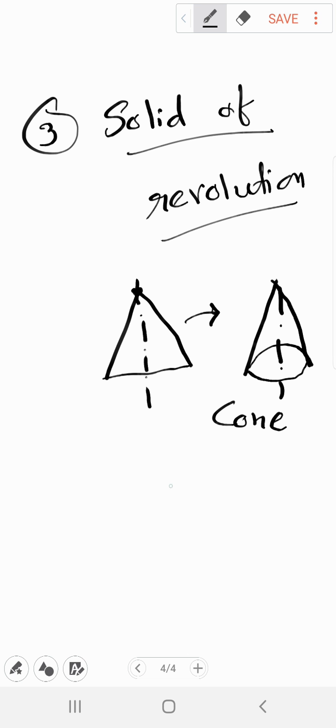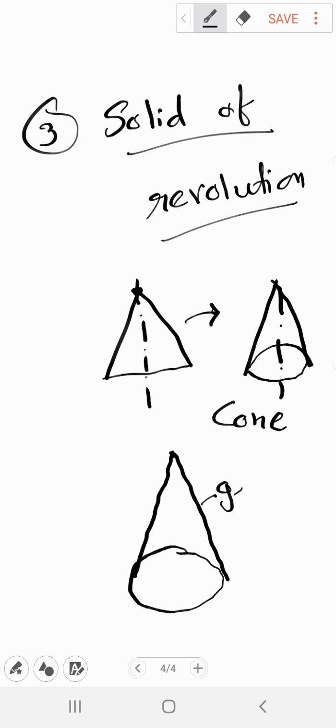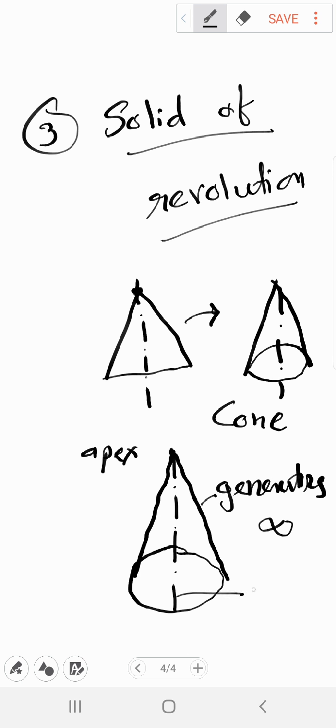Now in a cone, we have a circular base, an apex, and the lines joining the base and the apex are called the generators. In a solid of revolution, we have an infinite number of generators as it is a circular face. So this point is the apex, the line perpendicular to the base passing through the apex is called the axis, and then we have the circular base and the generators.